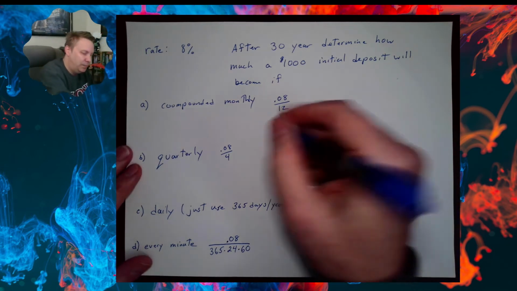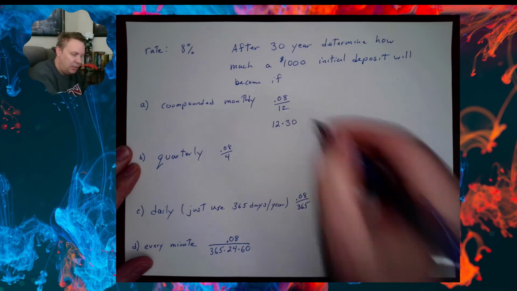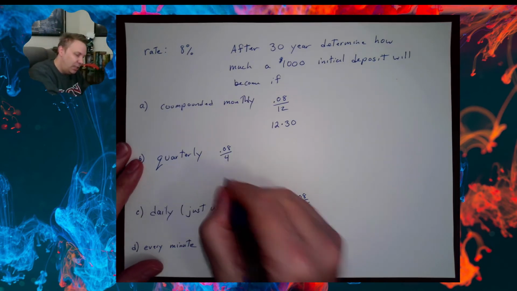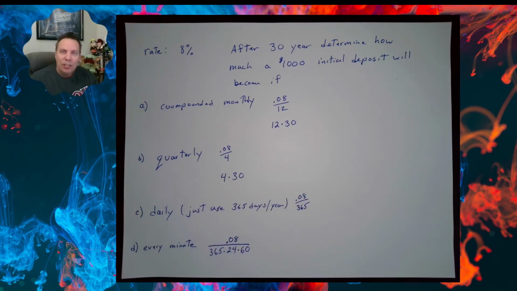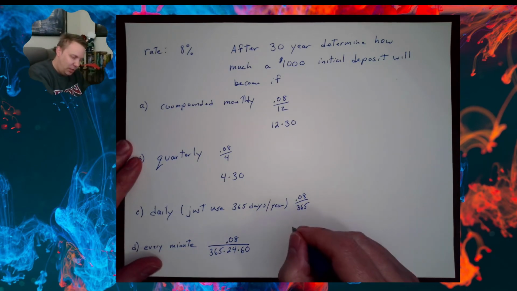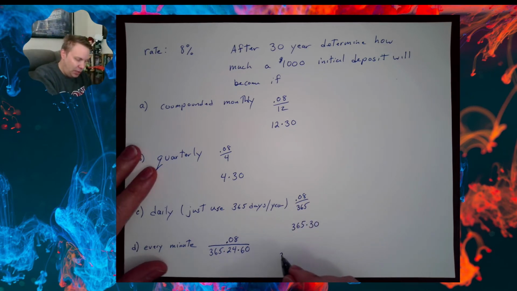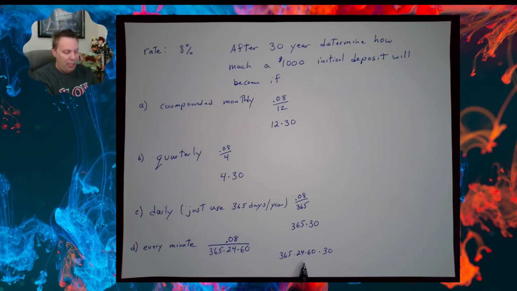Now 30 years. I need to look at 12 times 30. That's the number of months, the number of compound periods that we're going to have. Over here, it's going to be 4 times 30. That's the number of quarters in 30 years. And this one, it's going to be 365 times 30. And this last one is going to be 365 times 24 times 60 times the number of years. So this is how many minutes are in 30 years.